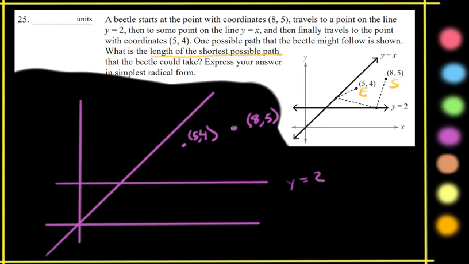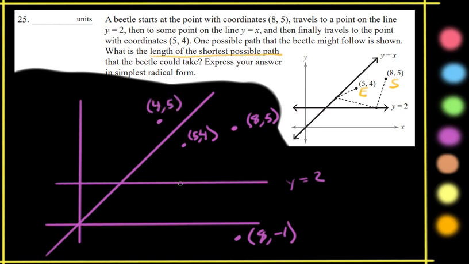And if you reflect (8,5) about y equals 2, well, let's see, since it's at a y coordinate of 5, that's 3 above 2, so we have to go 3 below 2. So that's going to be (8,-1). So it'll be down here at (8,-1). And then when you reflect a point about y equals x, that just switches the two coordinates. So this point will be (4,5).